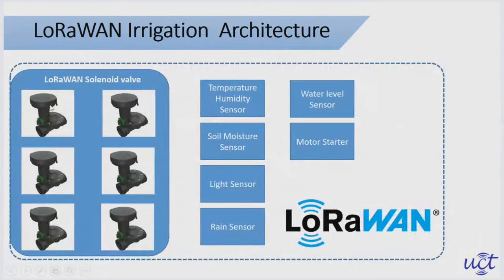You can see there are solenoid valves which are used to control the water flow. They can be connected to any sprinkler, rain gun, or drip irrigation system. Then we have a temperature and humidity sensor for monitoring temperature and humidity, a soil moisture sensor, a light sensor, and a rain gauge, so we can measure the rainfall. There will be a motor starter if the irrigation is motor based. And there will be a water level sensor, which is required if there is a reservoir or a tank.